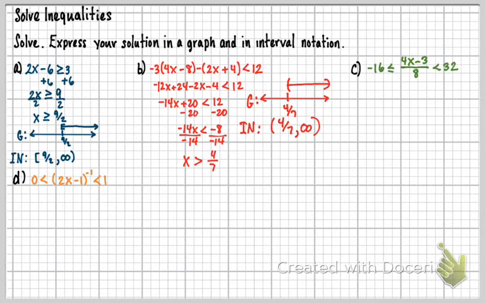Okay, so the first thing I would do is multiply both sides by 8. I actually should say all three sides by 8, because I have this one, that's going to be 8, that's going to be 8, and that's going to be 8. So this here is going to be negative 128, which is less than or equal to 4x minus 3 because those cancel. And that's less than 256 for this one here.